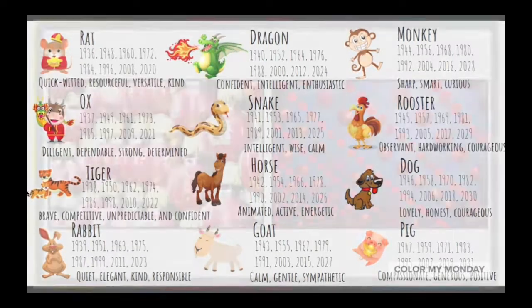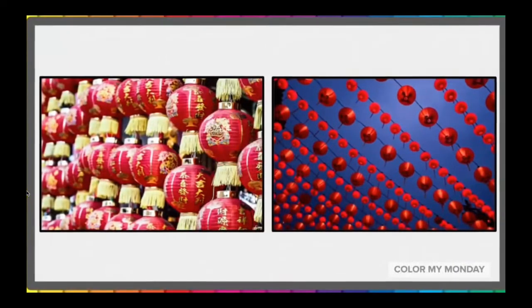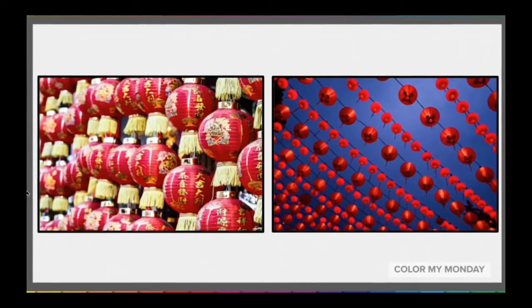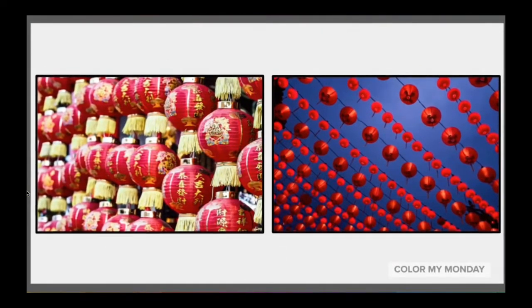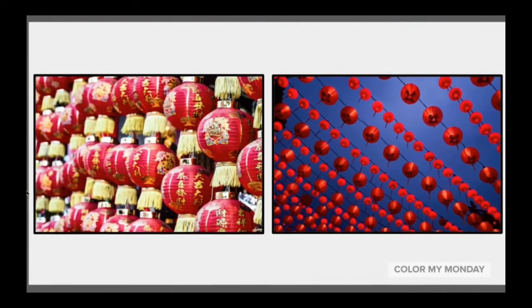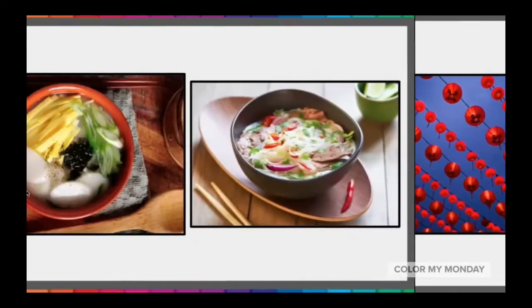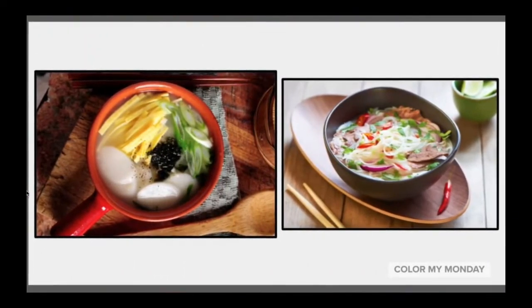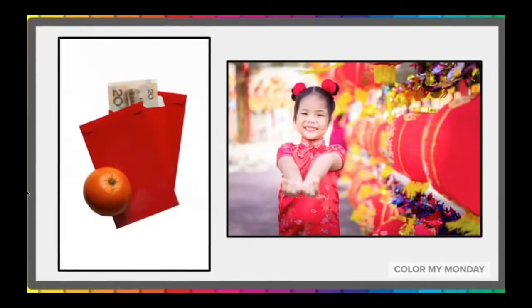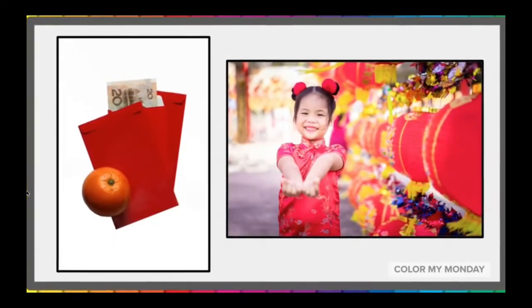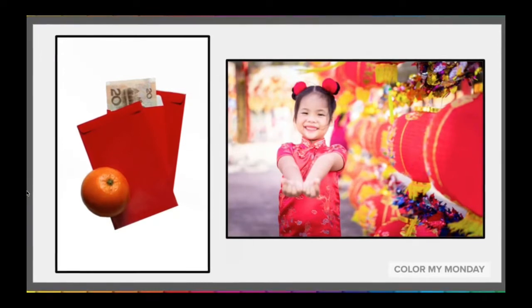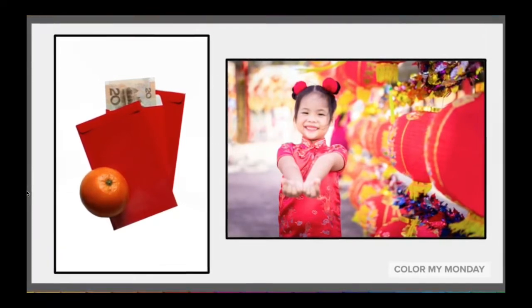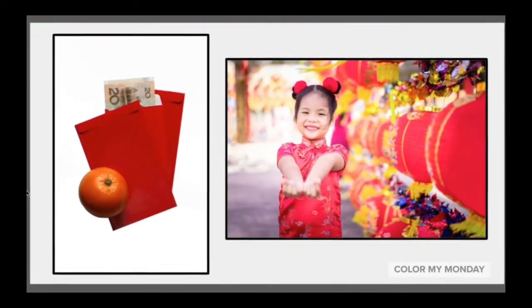To celebrate Chinese New Year, red lanterns are hung up as decorations. They symbolize luck and prosperity in life. Traditional foods are eaten to bring good luck in the new year. It is custom to give a red envelope filled with money to your family and friends. This represents good wishes and luck for the new year ahead. Mandarin oranges are also known as a symbol of good fortune.